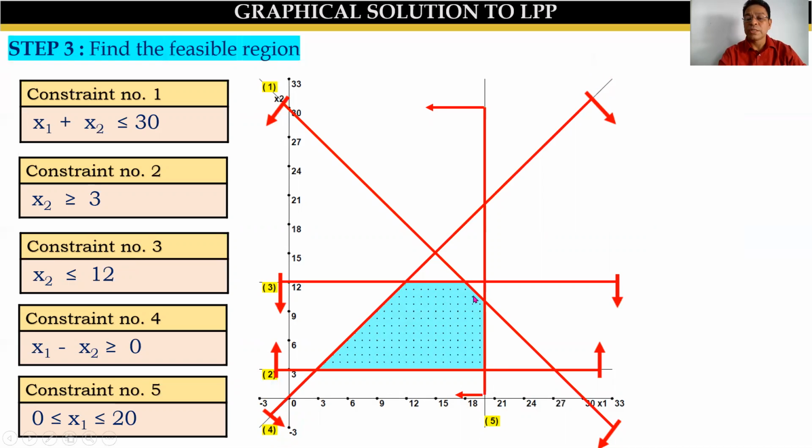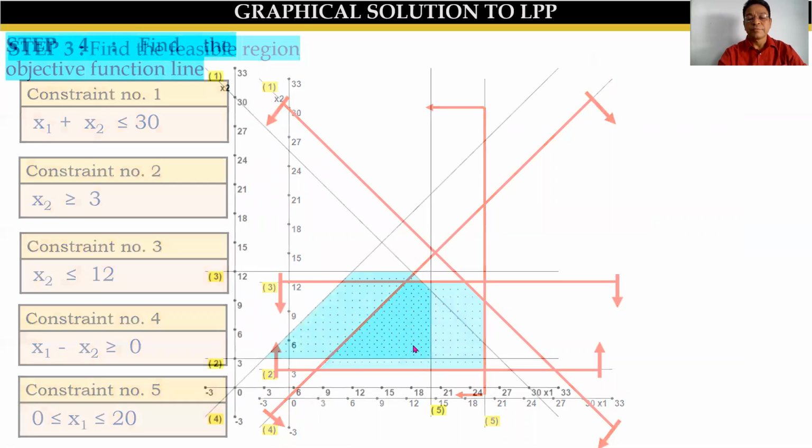And in this region only we will get the optimum value of z. Or rather, I will put it like this: outside this region we will not get the value of z, we will get the value of z here. But that is bounded by this region. The optimum value of z is bounded by this region.